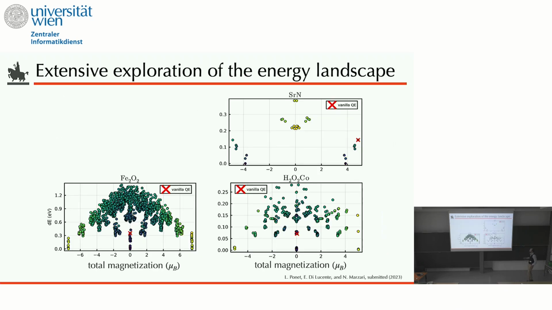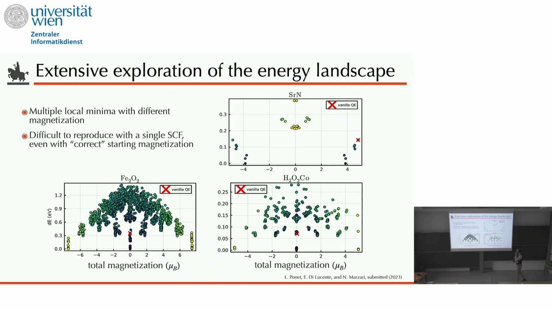And this is really needed to find the minimum, because the energy landscape is indeed very complicated. So many minima are found. And if you just try to do a simple calculation with a starting magnetization, even starting from the right magnetization, it is difficult to replicate and find the true ground state.